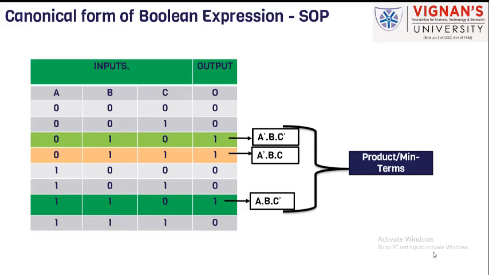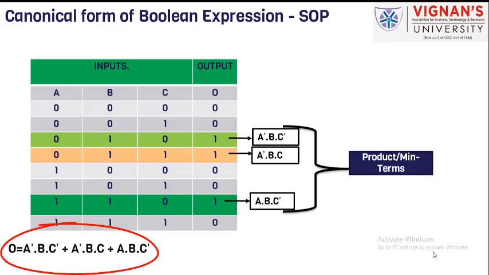So by adding all these three min terms, it is called a sum of product term. Adding all these three min terms is called a sum of min terms. That expression is shown here. That is, output O is equal to A bar BC bar plus A bar BC plus ABC bar.